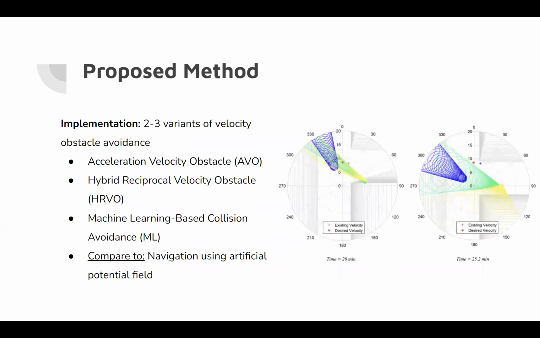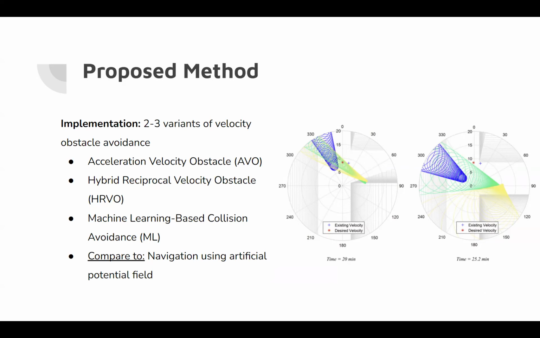So our project aims to evaluate the effectiveness of 3 variants of velocity obstacle avoidance algorithms and compare them with the artificial potential field algorithm in dynamic environments. The algorithms will be tested in a simulated environment using a gopher robot navigating through a hospital environment with obstacles of different sizes and speeds.